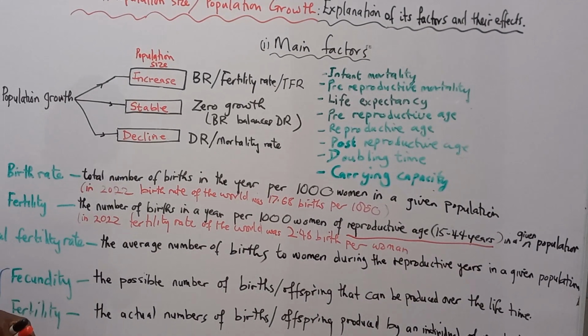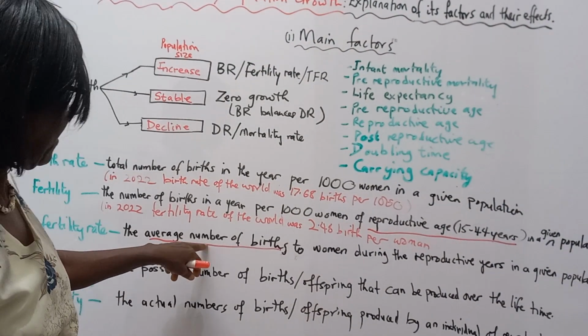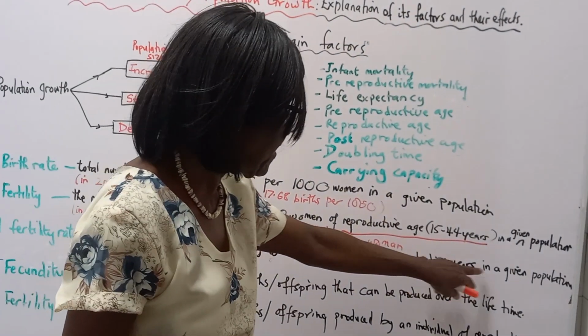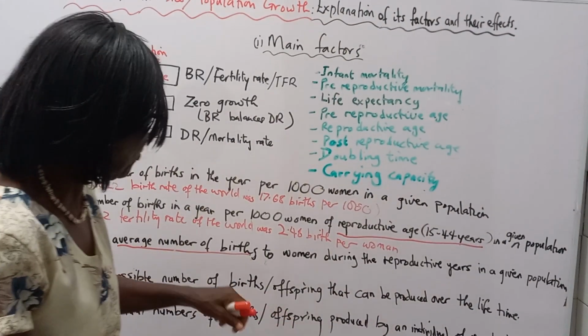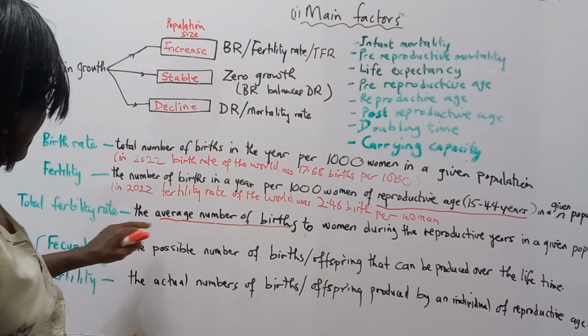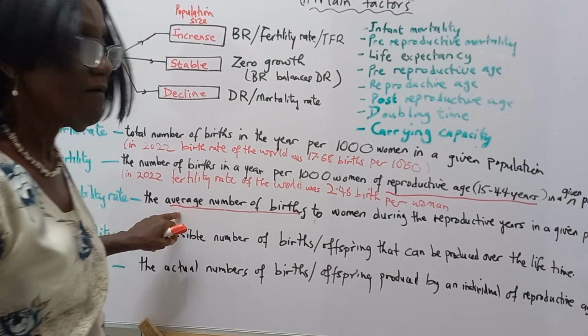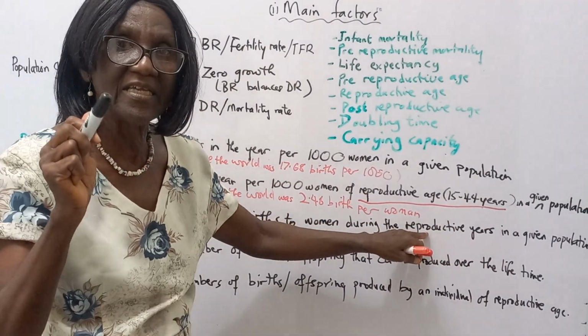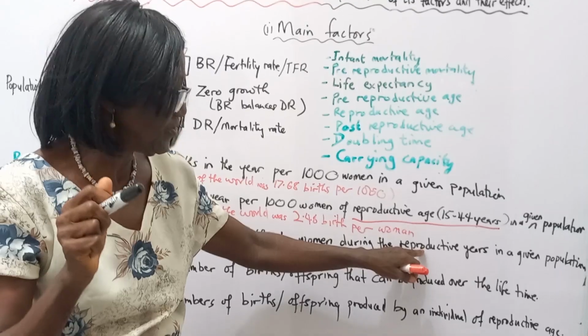The total fertility rate is the average number of births to women during their reproductive years in a given population. So the difference between fertility and total fertility rate is the average number of births. Both of them look specifically at childbearing age women.